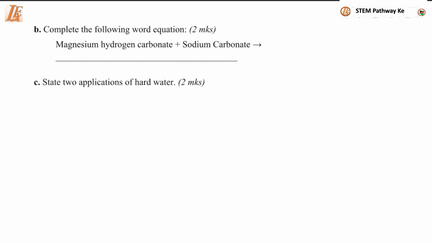Question B, complete the following word equations. We have magnesium hydrogen carbonate plus sodium carbonate. Remember, this is one of the methods that we have said of softening temporary hard water. In this case, when magnesium hydrogen carbonate reacts with sodium carbonate, it forms two products. One of them is what we call magnesium carbonate. So here you will have magnesium carbonate, then the other product is going to be sodium hydrogen carbonate.